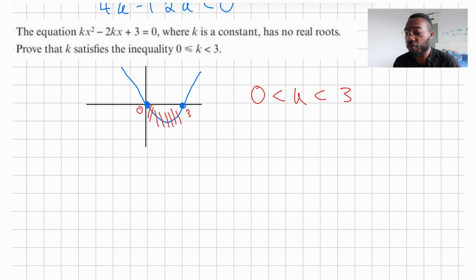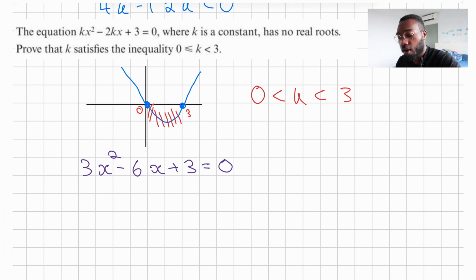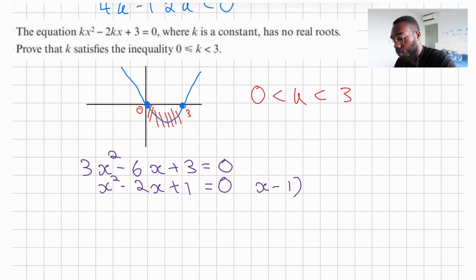So let's start with the 3, okay? If k was equal to 3 in this question, then we would end up with 3x squared minus 2 times 3x, that would be minus 6x, plus 3 is equal to 0. So does this equation have roots? Well, if we were to just divide everything by 3, we'd get x squared minus 2x plus 1 is equal to 0. And yes, that does have roots because we would get (x minus 1) squared is equal to 0. And this clearly has a root at 1. So therefore, we know that when k is equal to 3, we do have roots.